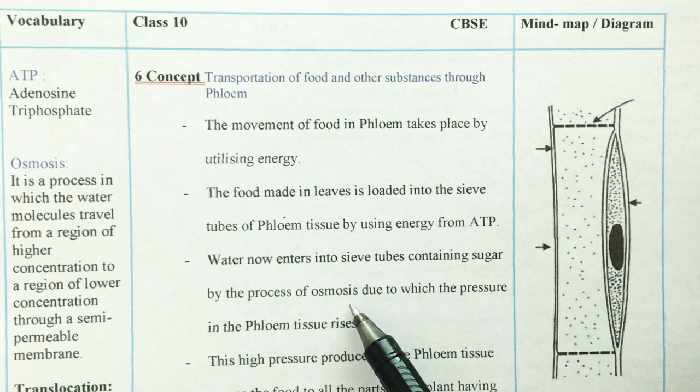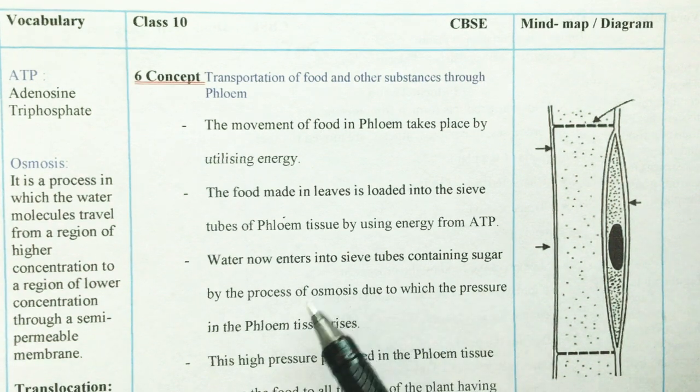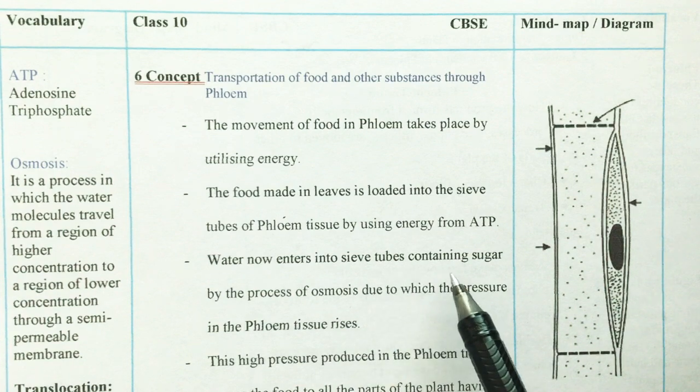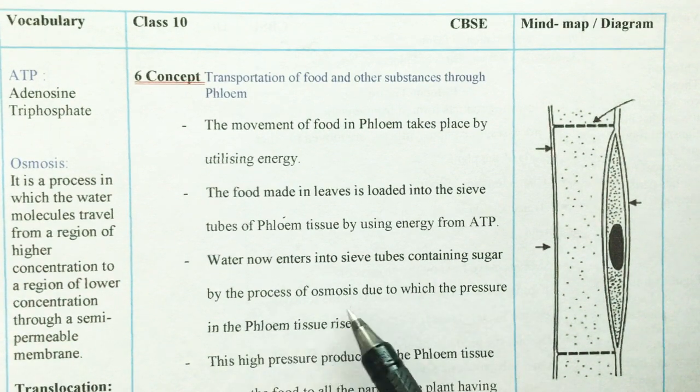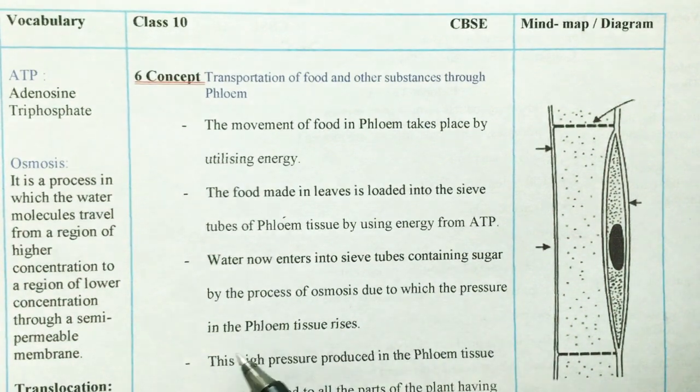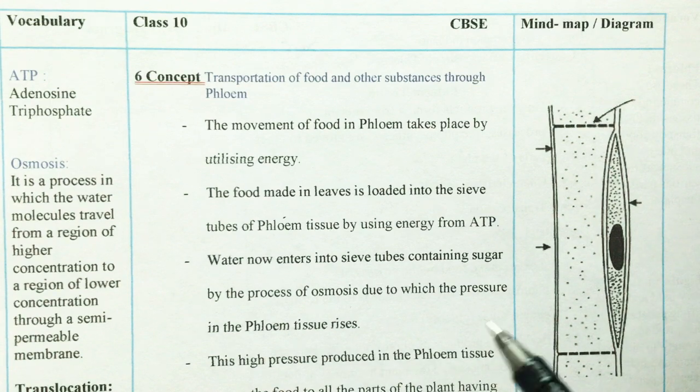We know what is osmosis, right, where the water molecules travel from higher concentration region to the lower concentration region through a semi-permeable membrane. So, water now enters into the sieve tubes containing sugar by the process of osmosis, due to which the pressure in the phloem tissue rises. This high pressure produced in the phloem tissue moves the food.